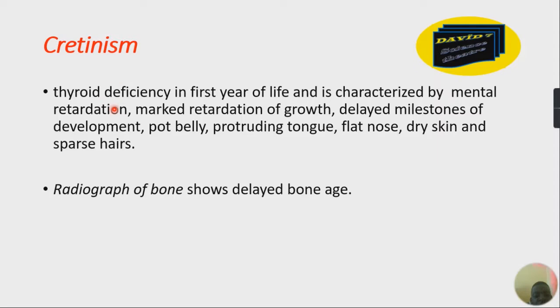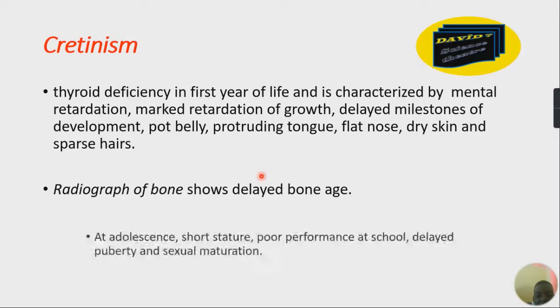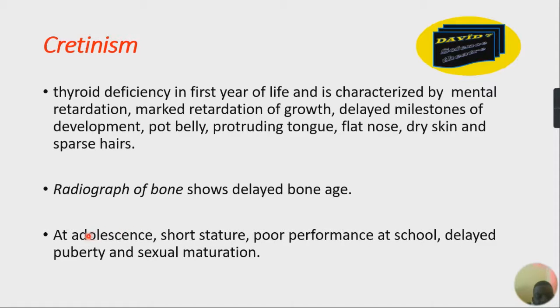And to add on, the radiograph of bone will show delayed bone age. Bone age is lower than the actual age, okay? At adolescence, those with cretinism will be short in stature, will perform poorly at school, and there's delayed puberty and sexual maturation, right? Let's continue.